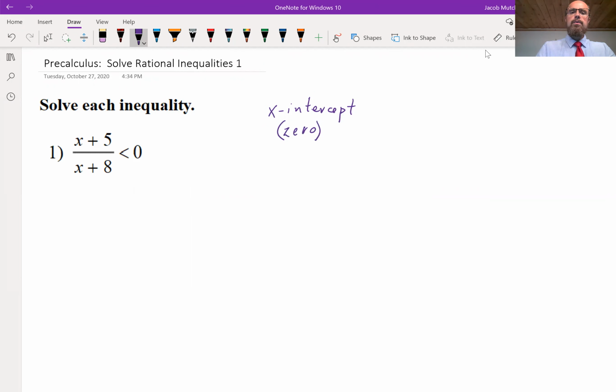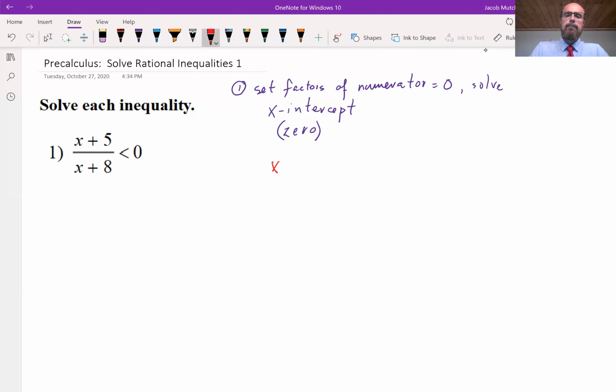And the way we find those is we set the factors of the numerator equal to 0 and solve. So I'm going to take my numerator here. This is a very simple rational function. I only have one factor up there in my numerator, and it's x plus 5. So I'll set it equal to 0, and then I want to solve for x. In other words, I want to find the x value that would make the numerator of this fraction 0.